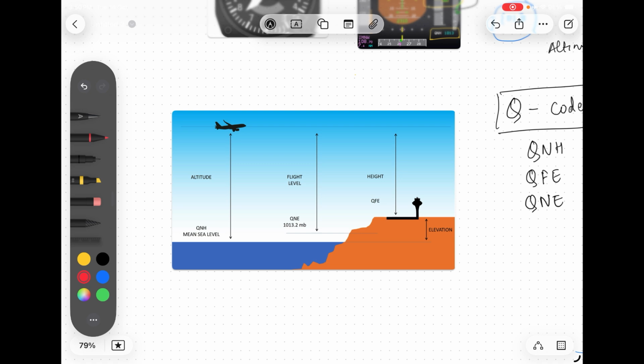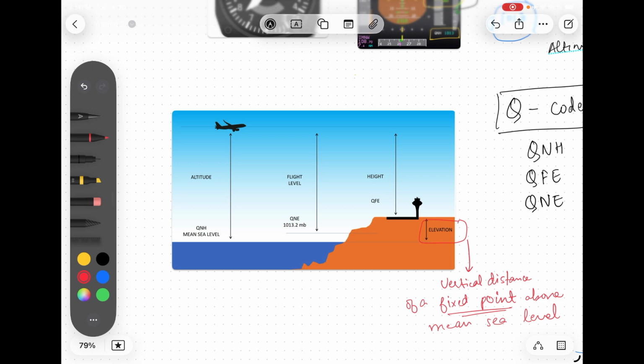And what is elevation? If you want to define elevation, it is basically the vertical distance of a fixed point above mean sea level. It's fixed, it cannot be moved. This fixed point could be a mountain, a hill, a plain surface, a valley or anything. So it's a fixed point above mean sea level.